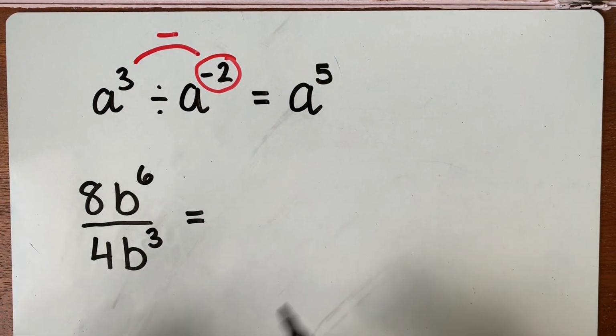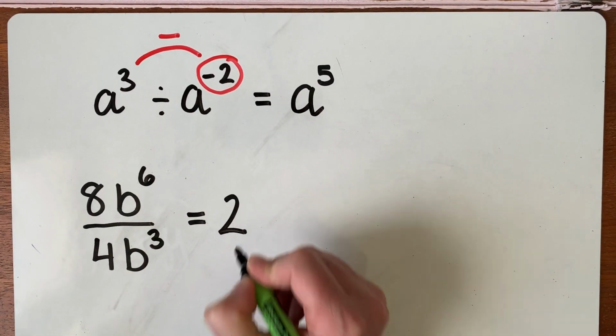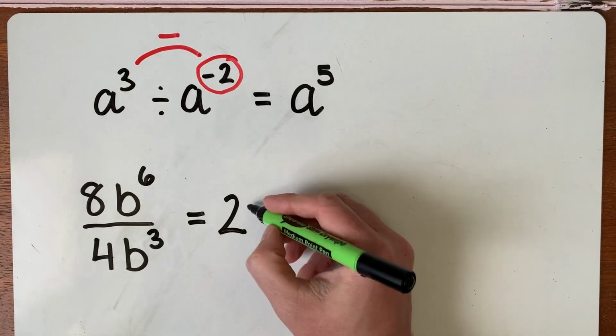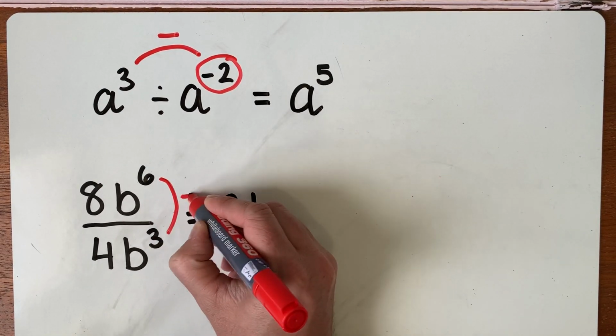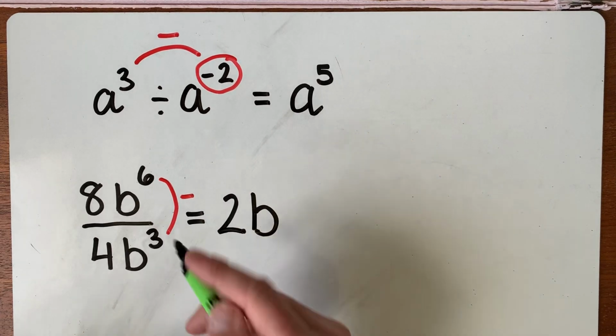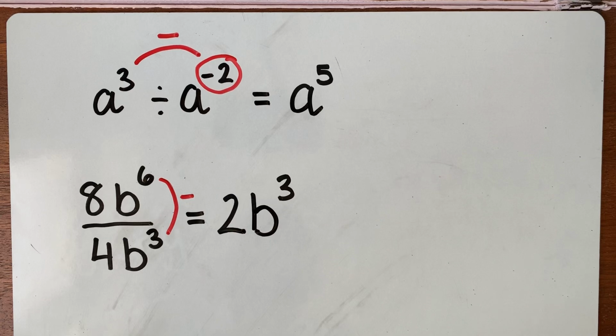So I like to do this in a couple of steps. We're going to take the 8 and divide it by 4, and that's going to give me a new coefficient of 2. We are dealing with a base of b, and then this rule of indices tells us that if we're dividing, we subtract these indices from one another. So 6 take away 3 makes this 2b cubed.